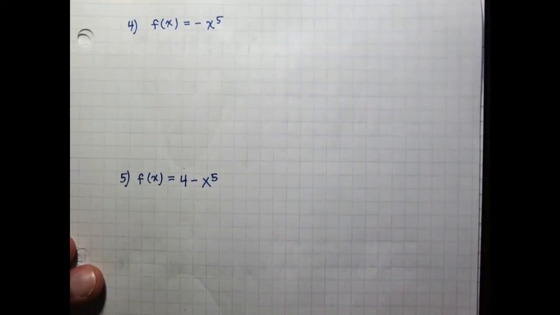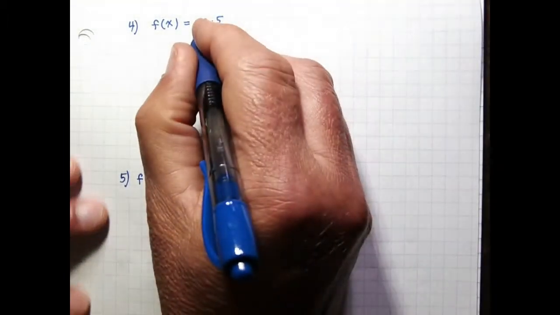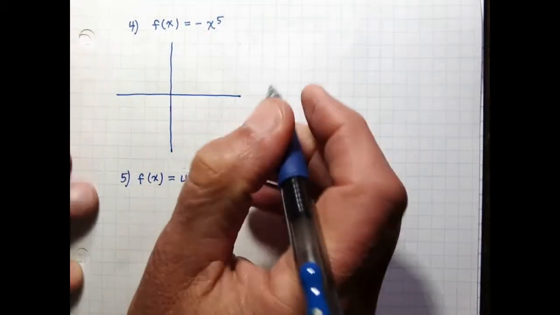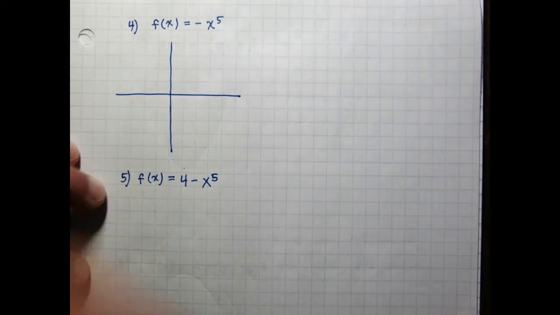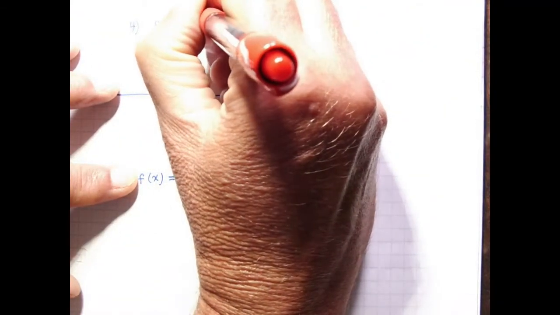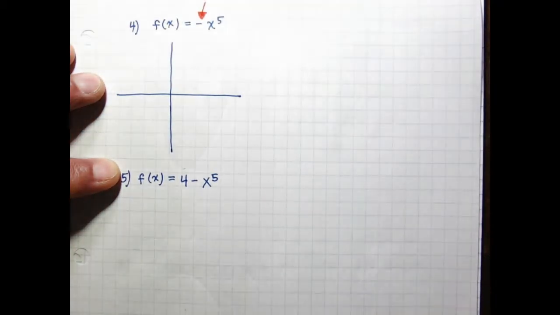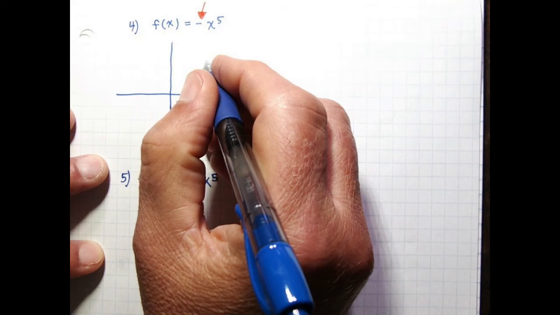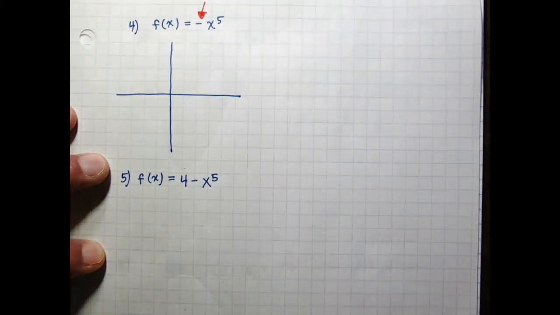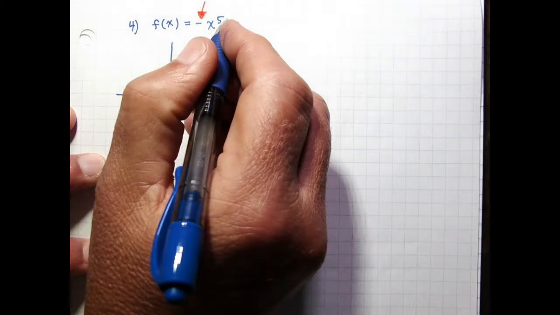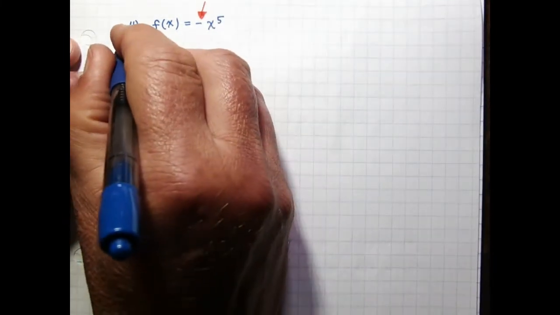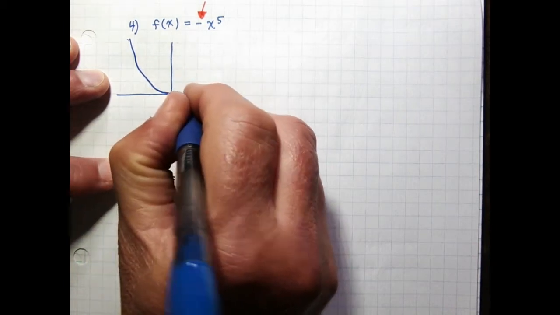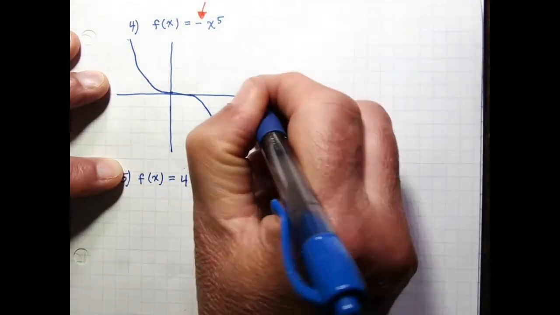Number 4. Okay, minus x to the 5th power. What I have to really key on is that minus sign in front of the power of x. That's going to reflect through my graph through the x-axis. So I'm going to take the standard shape for an odd power of x, reflect through the x-axis. It's actually going to come down from above, go through 0, 0, do its wiggle, and then keep plunging down.